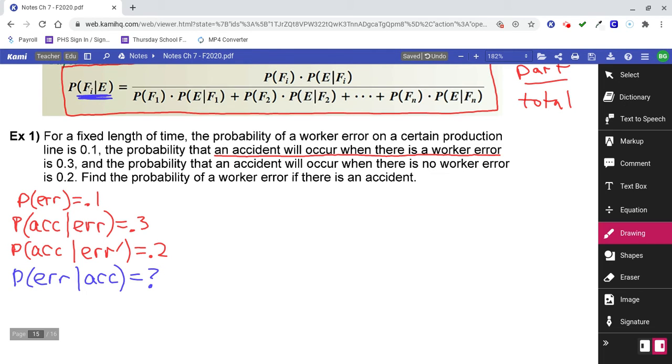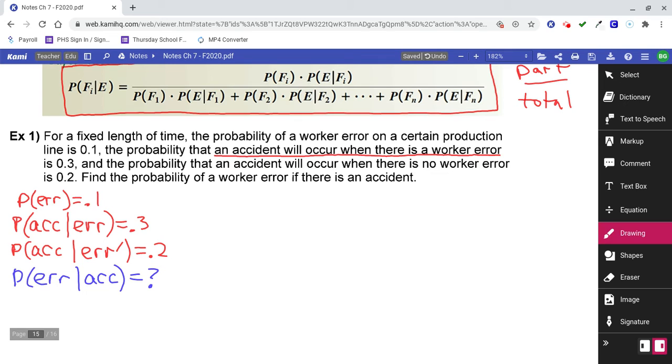So look at the relationship between these letters. This first letter happens to be this first letter right here. And then this is the reverse of these two letters. So pay attention to the patterns that happen in the equation.